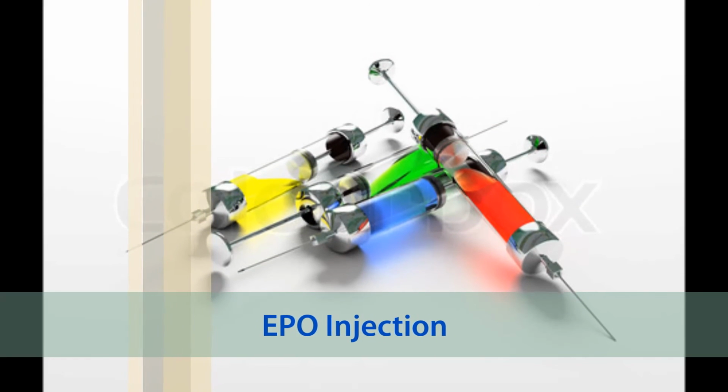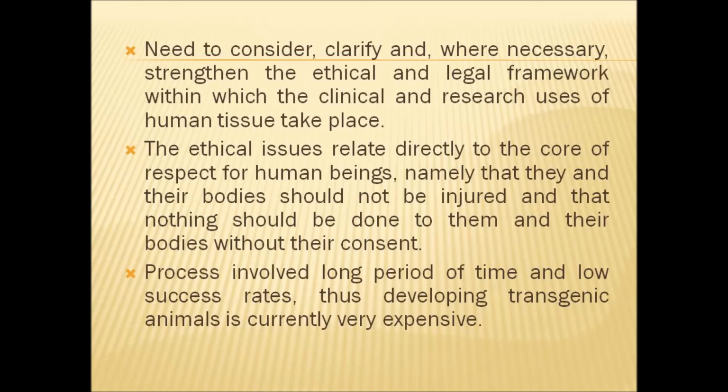Besides, the process involved in production of recombinant erythropoietin takes a long period of time and gives a low success rate. Thus, developing transgenic animals is currently very expensive.